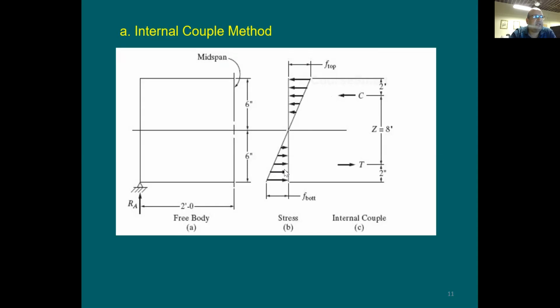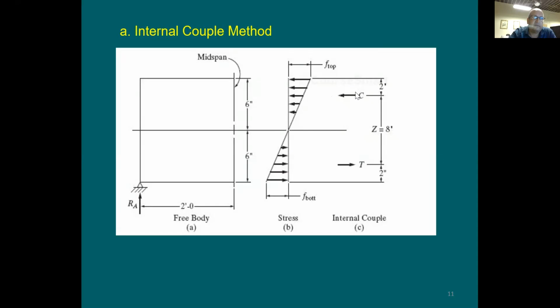Same thing for the bottom tension force. If this is 6-inch, 1/3 of this triangle is going to be at 2 inches from the bottom. If I have a total of 12-inch, subtract 2 and 2, you'll end up with the distance between the two forces of 8 inches. Are you good about this figure? Yes. Okay, good.